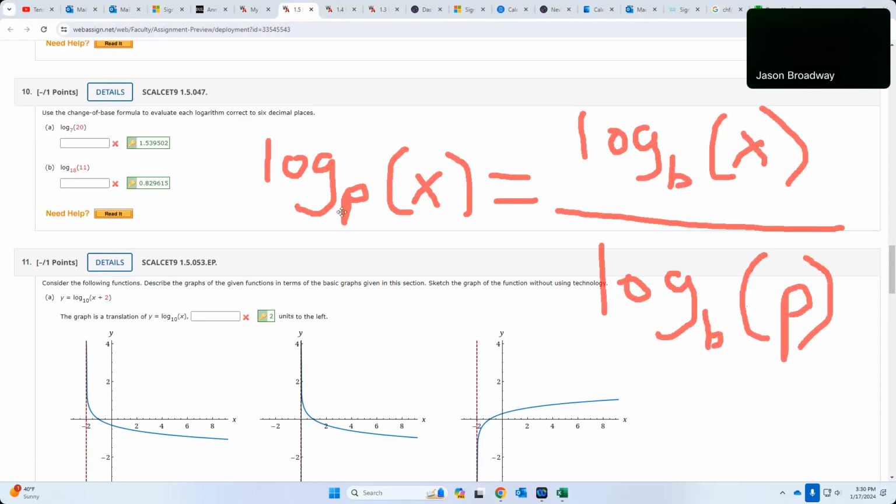The P acts differently over here. It acts like an argument. So this is the change of base formula. For example, if you do the log base 7, put a 7 here, put a 20 here. Well, let's just say you want to use the natural log. E as in Euler would go here, right? And here. So you'd have natural log here, natural log here.